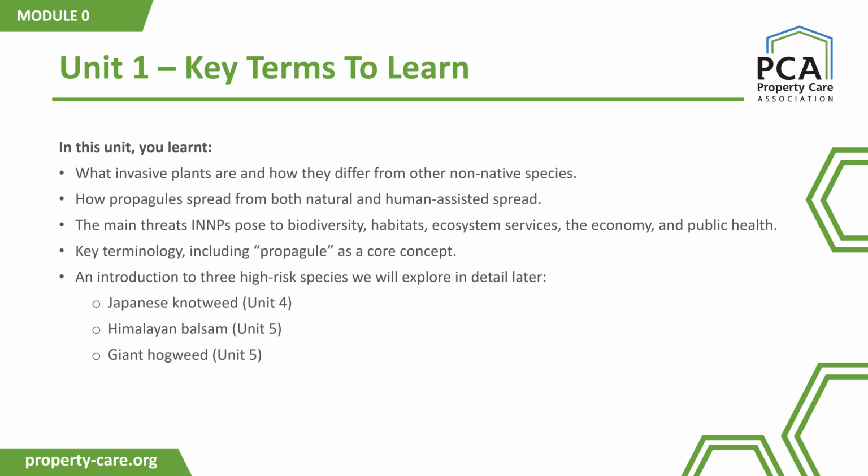In this unit, we've built the foundation for understanding invasive plants. You now know the definition of an invasive plant, how to distinguish it from other non-native species, and the central role that propagules play in their spread. We've explored both natural and human-assisted spread, looked at the threats invasive plants pose to biodiversity, habitats, ecosystem services, and the economy. We've also introduced three high-risk species, Japanese knotweed, Himalayan balsam, and giant hogweed, that you're going to learn about more later in this course.